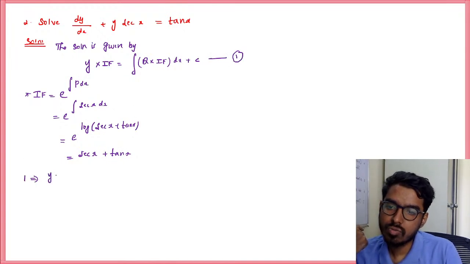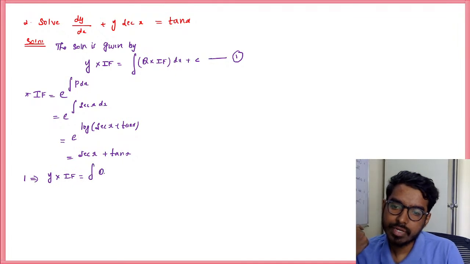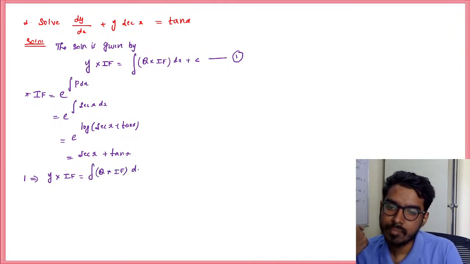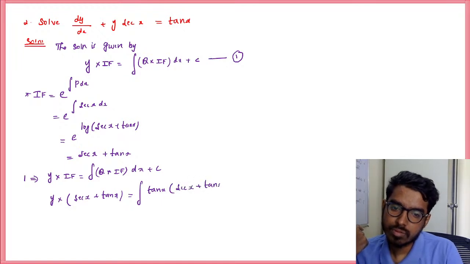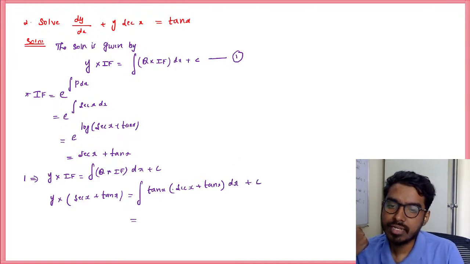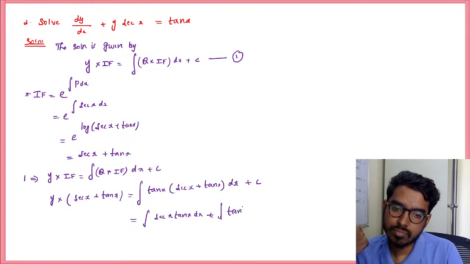So from 1 we have y into integrating factor is equal to integration of q into integrating factor dx plus c. So y into integrating factor, which is secant x plus tan x, is equal to integration of q. So what is q? Q is tan x. Integrating factor is secant x plus tan x dx plus c, right? So you have to integrate this. So I can write this as integration of secant x tan x dx plus integration of tan square x dx plus c, right?